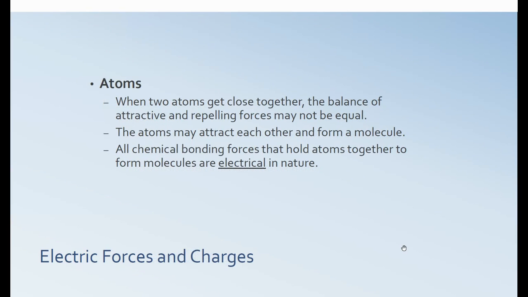When we have two atoms that come in close proximity to each other, the balance of attractive and repelling forces might not be equal. So these atoms may have opposite charges and they may attract each other and form a molecule. All of the chemical bonding forces that hold atoms together to make molecules are electrical in nature. They are based on those opposing charges of atoms.